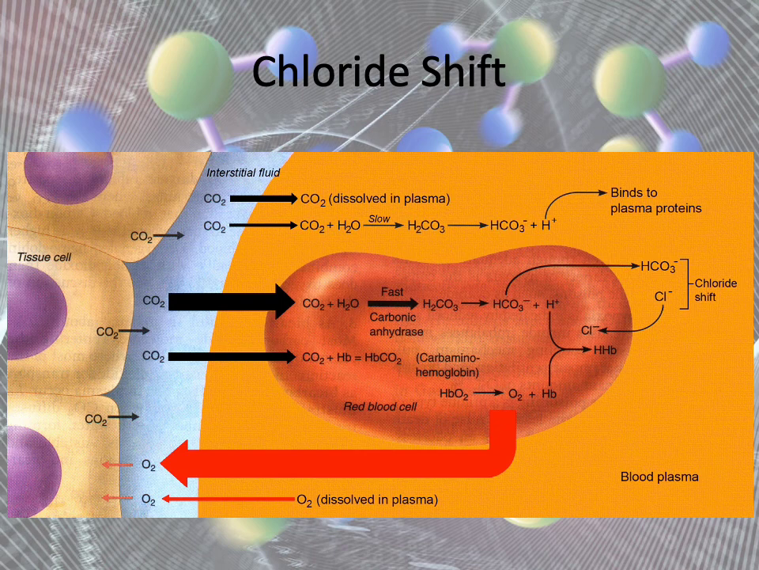The last two slides are very similar. They're just opposite of each other. So this is what happens. We're starting out here in the peripheral tissues. CO2 from respiration is diffusing out of the tissue cells and into the capillaries. The size of the arrows is indicative of how much of that particular process is going on. The smallest arrow here is CO2 combining with water in the plasma and spontaneously forming carbonic acid, which dissociates into bicarbonate and a hydrogen ion. That is the least likely scenario to happen.